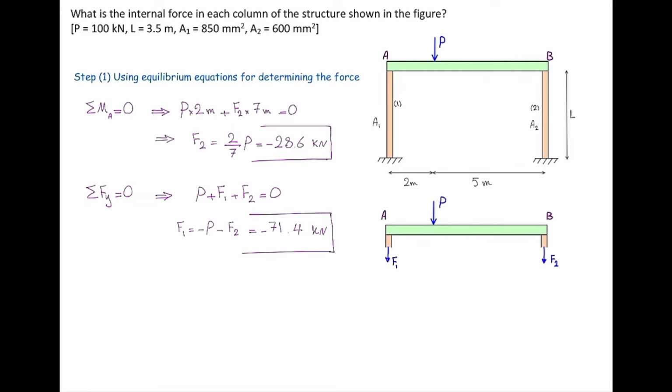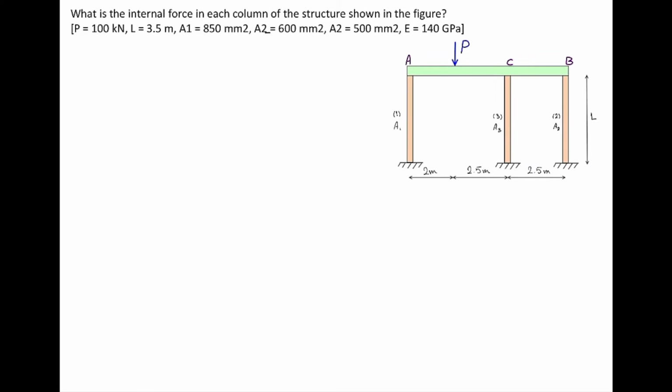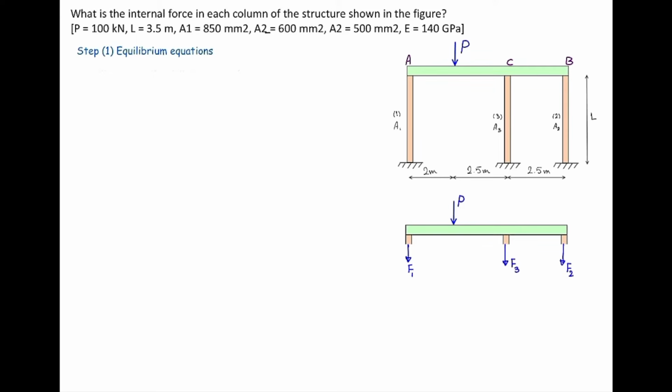Alright, the other problem would be similar to the previous case, but I'm going to add one more leg at point C. So we want to see what would be the effect of adding that leg into the calculation. Again, let's start with the equilibrium equation. I'm going to cut the element, and there will be external force and three internal forces here, which we are going to call F1, F2, and F3.